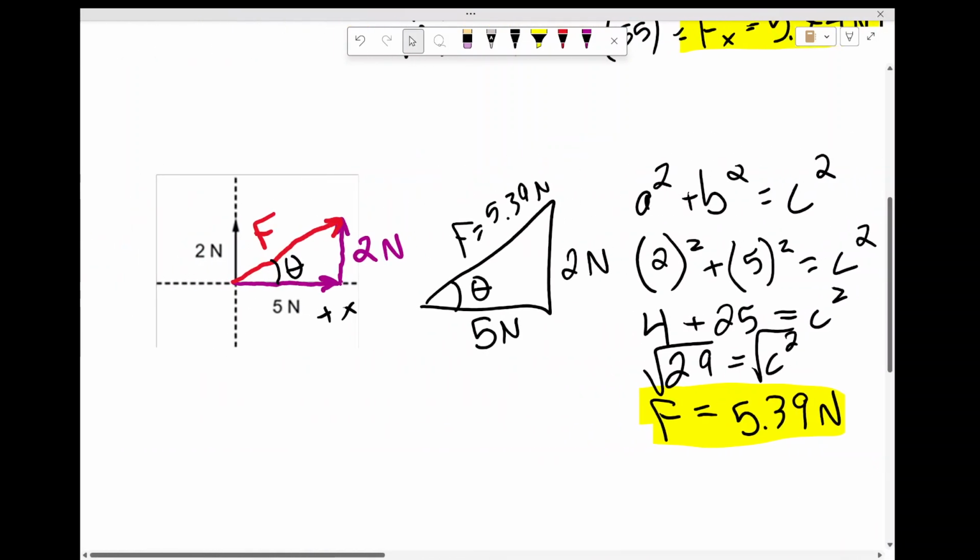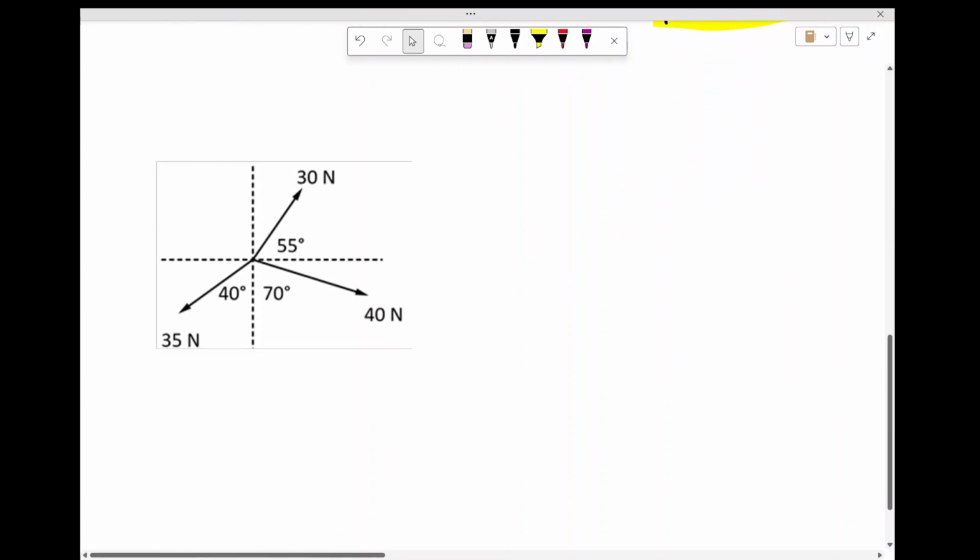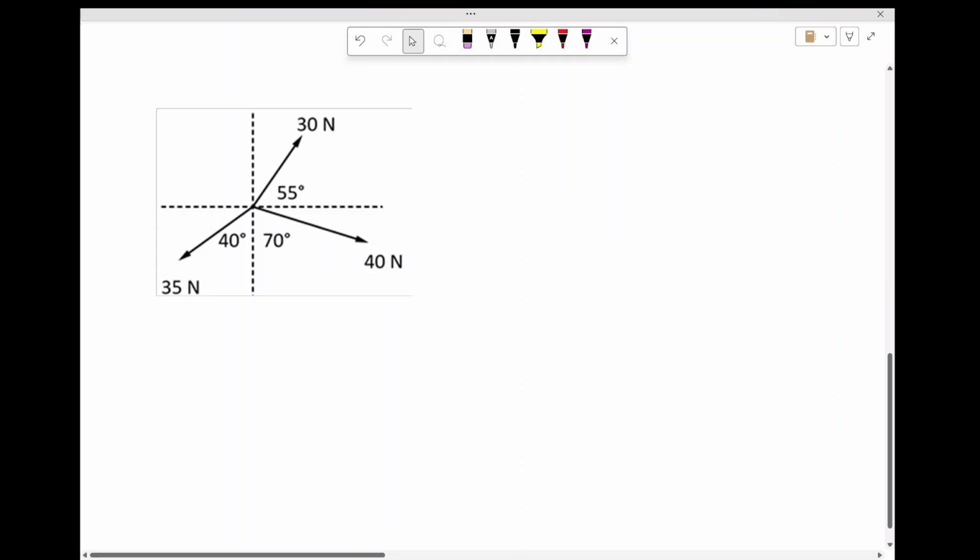Now we go to the last one, and this is going to be the longest for sure. But what we're trying to do here is add all of these vectors together. Now, as previously mentioned, we can't just add the numbers together. We're going to have to figure out their x and y components and then add those together and then kind of squish it all back together.